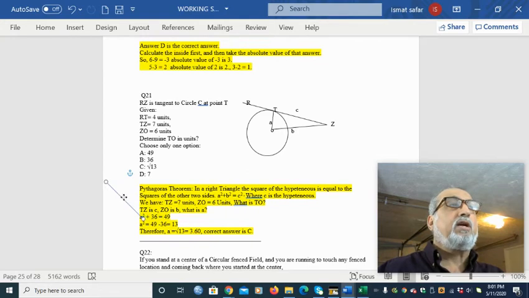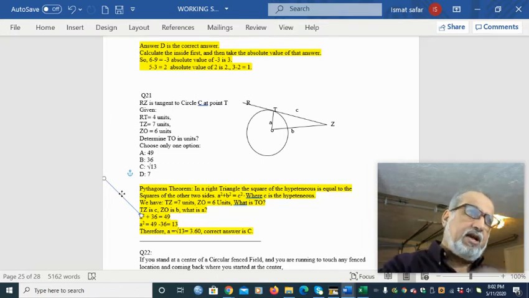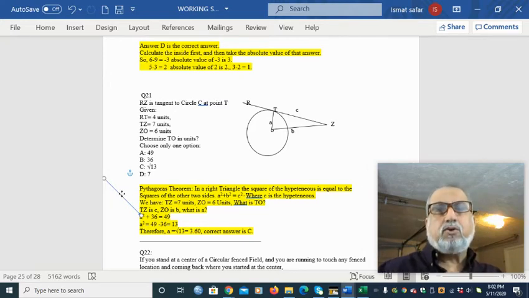A squared plus 36 equals 49. So a squared equals 49 minus 36, right? Because we said earlier in a video, if you take one number with the plus sign or negative sign, and you take it to the right side of the equal sign or to the left side of the equal sign, you change the sign.